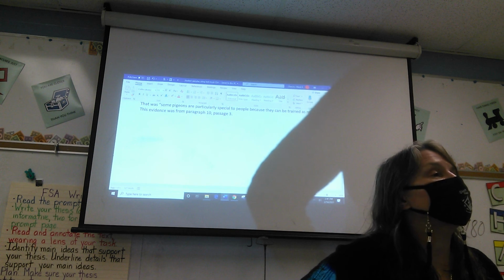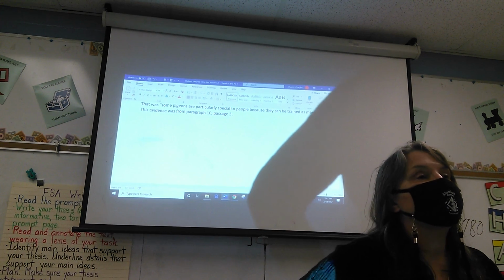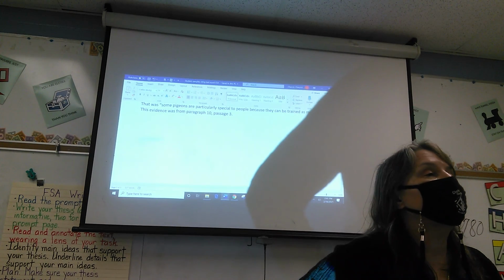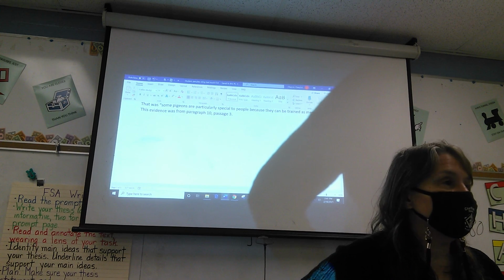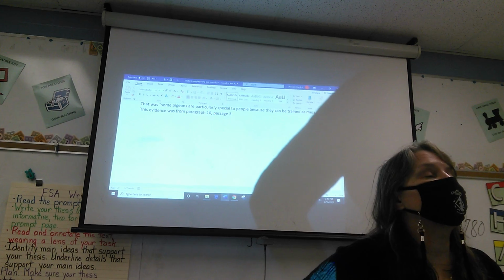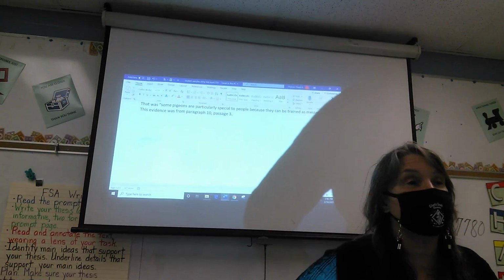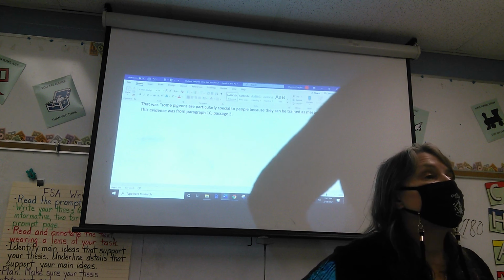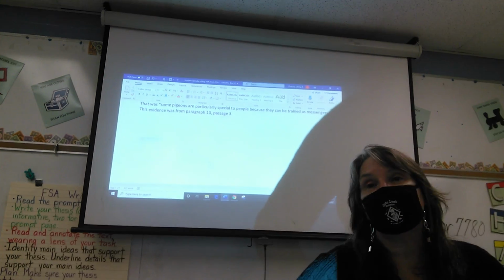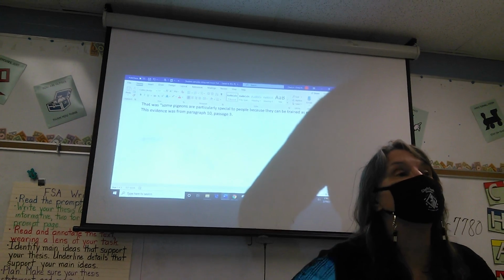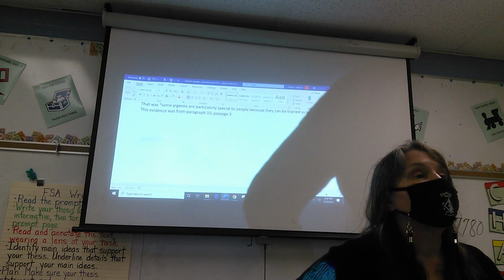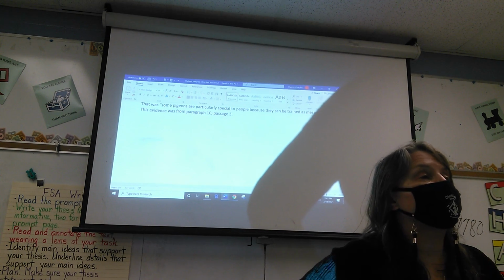When you're finished, turn it into the basket so that I can read it and give you feedback. And if you finish before dismissal, which I hope you will because we have 35 minutes till dismissal, it shouldn't take you that long to write a body paragraph. If you finish before, turn it in and then take out a book to read.